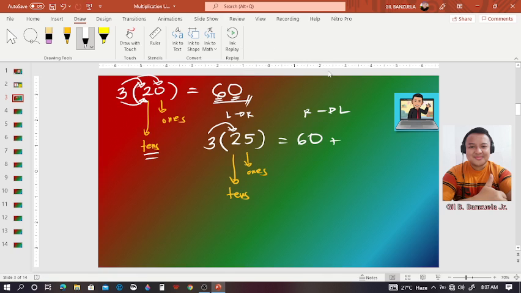Then plus 3 times 5, so that would be 15. By the way, guys, sinusulat lang to ni Sir Hill para makita ninyo how Sir Hill thinks. But we are going to do this mentally. Sir, ang hirap naman. Ganun talaga sa simula. So, parang ano lang yan eh.